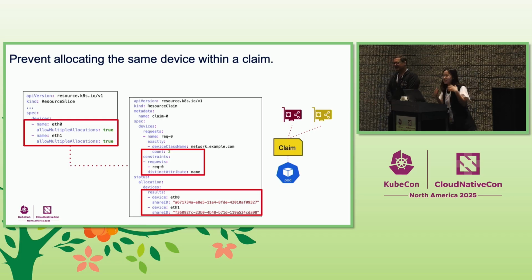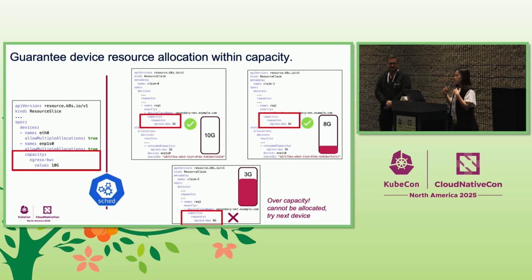So when we add this attribute, we make sure the devices we allocate will have distinct values. As you can see, the result will be like this. We put distinct names, so the allocated ones should have different device names, and of course different share IDs.